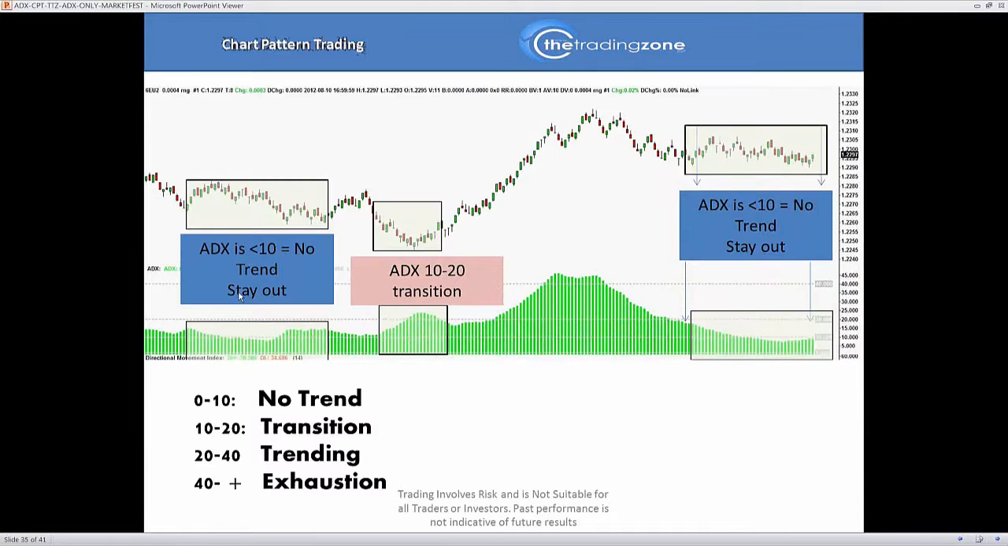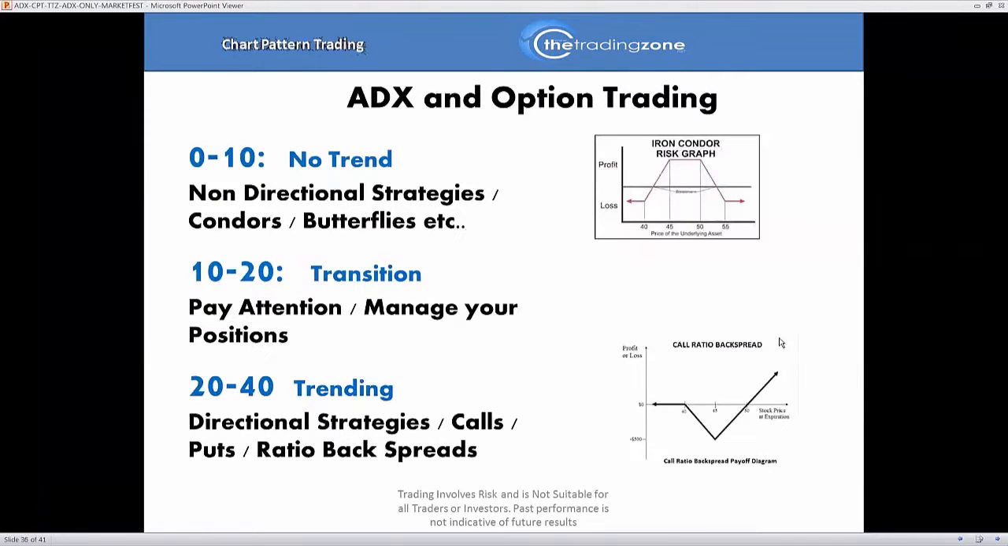So again, I've got a couple more to go through, so let's just do a quick review. No trend, below 10. 10 to 20, transition, right? Above 40, look for the exhaustion, and then all the way back to 10. So the above 40 or the below 10, that's when you're concluding your trade.